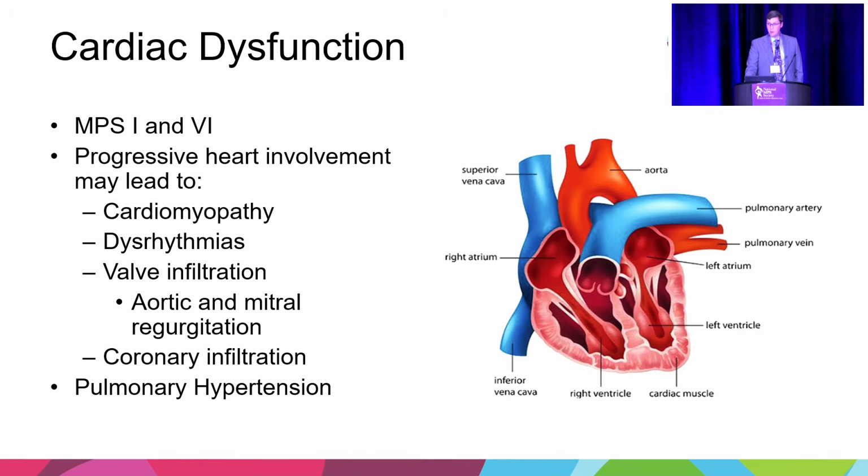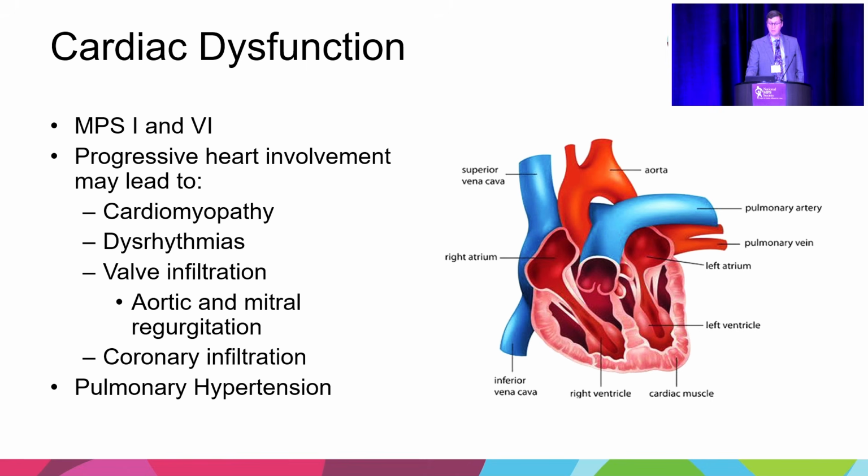Cardiac involvement is noted in all types of MPS, but in particular types 1, 6, and 2. The progressive involvement with the heart leads to a number of things: a deposition in the muscles of the walls of the heart and a hypertrophic cardiomyopathy. Deposition can disrupt the electrical conduction of the heart and lead to dysrhythmias. Valve infiltration occurs and can lead to aortic and mitral regurgitation as well as stenosis, although across all types, the most common is mitral regurgitation.